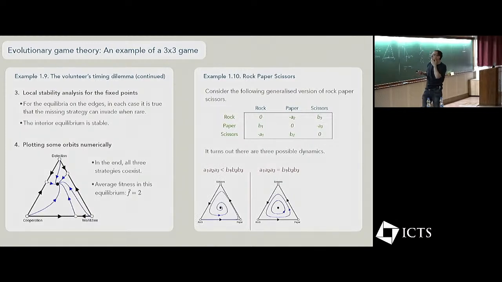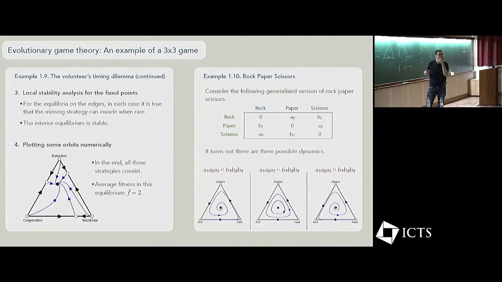So this is another case. If the product of the A's is smaller than the product of the B's, you get orbits spiraling to the interior solution. And you see the opposite effect if the product of the A's is larger than the product of the B's. You see orbits moving away from the interior solution. So these are the three possible cases that can happen in a rock, scissors, paper game.